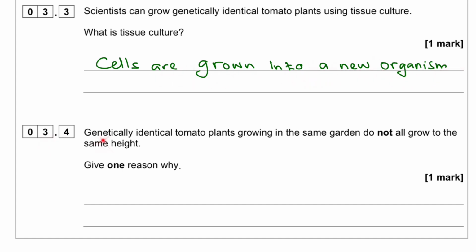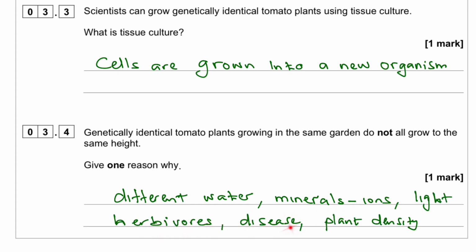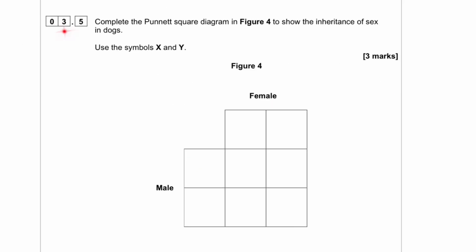Question 3.4. Genetically identical tomato plants growing in the same garden do not all grow to the same height. Give one reason why. Well, there are many reasons. So we could look at the different water, because you have different water or mineral ions. You could also have different light or herbivores, different disease, plant density, and soil pH may be different. So any of these is good, or you might even say a different rain volume, because it might rain differently in different areas.